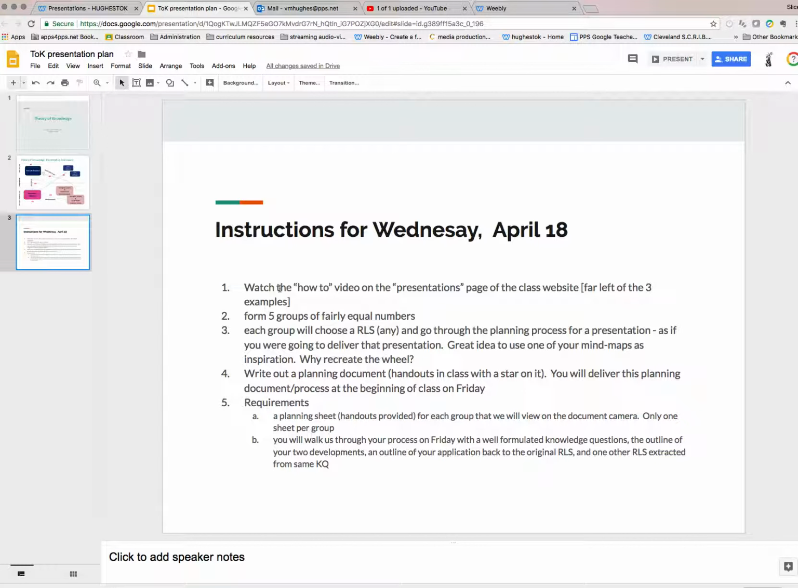Instructions on the 3rd page of this slide deck, which is accessible via the class website. You've watched the videos. I want you to form 5 groups of fairly equal numbers. Each group is going to choose a real-life situation and go through the planning process for a presentation as if you were going to deliver it. Use one of your mind maps. Why create the wheel? Do the work or continue the work that you did on Monday.